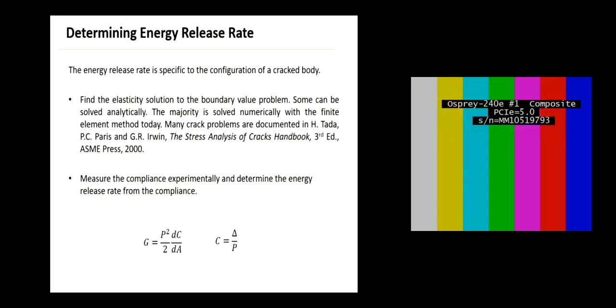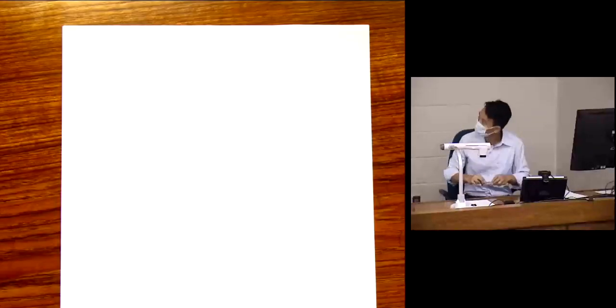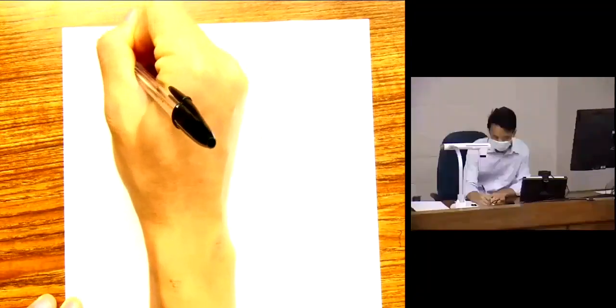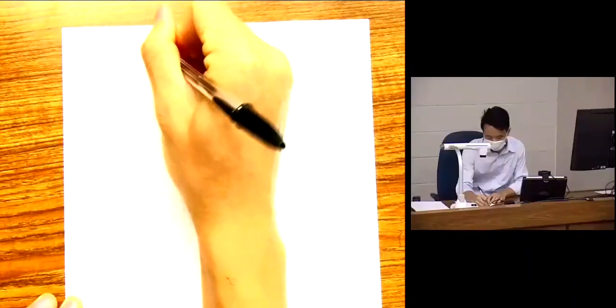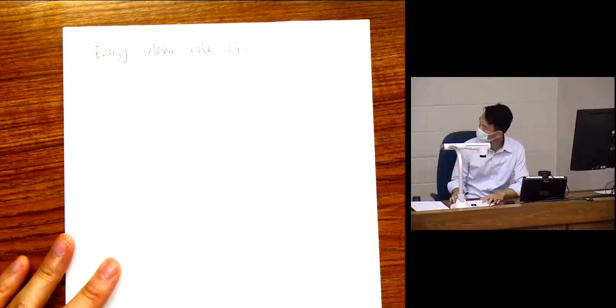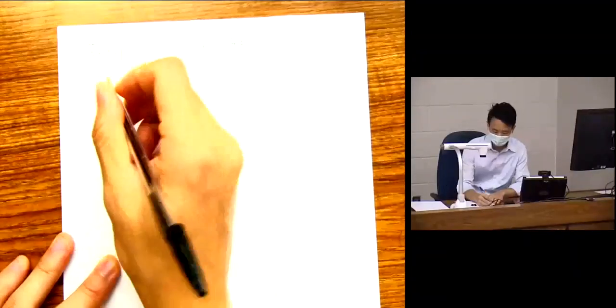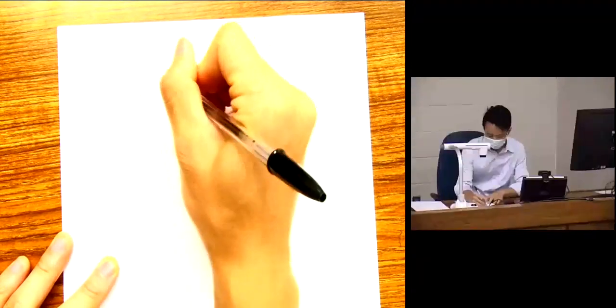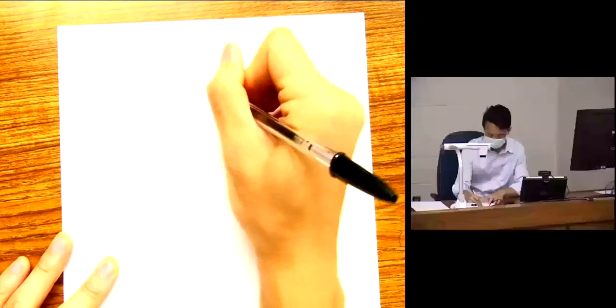So I'll show you the thought process for this, right? We are trying to get energy release rate through the compliance, because compliance is something we can measure experimentally, right? Without having a way of calculating it, we can always just measure it. Now I'll just repeat the formula here.